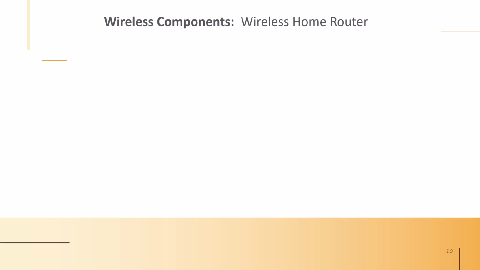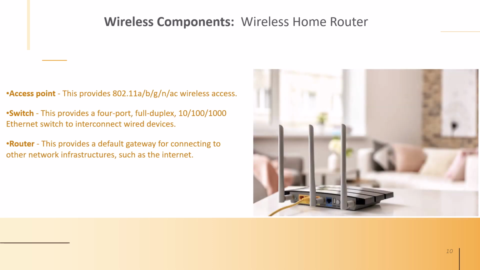The type of infrastructure device that an end device associates and authenticates with varies based on the size and requirements of the wireless LAN. For example, a home user typically interconnects wireless devices using a small wireless router, as shown here in the figure. The wireless router serves as an access point that provides wireless access for the standard 802.11 versions A, B, G, and AC. It operates even as a switch by providing a 4-port full duplex 10/100/1000 Ethernet switch to interconnect wired devices, and as a router, where it provides a default gateway for connecting to other network infrastructure such as the internet.